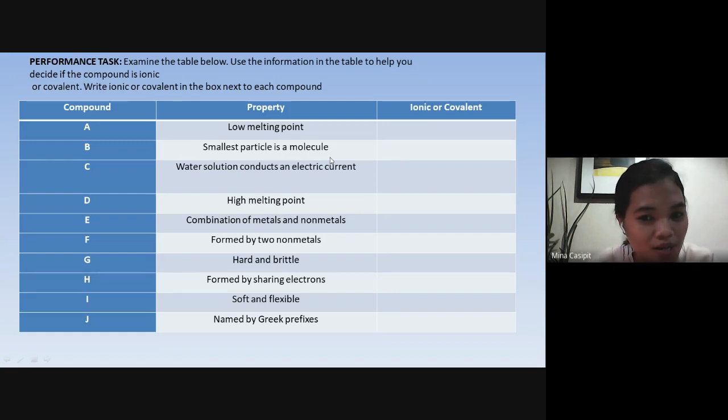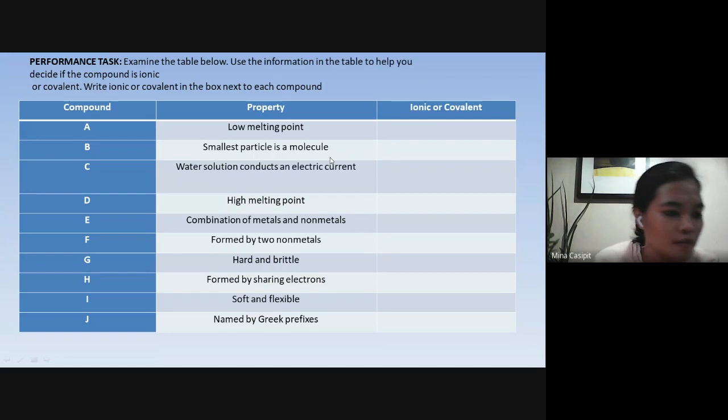Are you sure? Ionic. Stephanie? Wala, tinatanong lang siya kung are you sure? Wala na. Naguguluhan na. Combination of metals and nonmetals, then you are correct. It is an ionic compound. Property ng ionic compound. Correct.